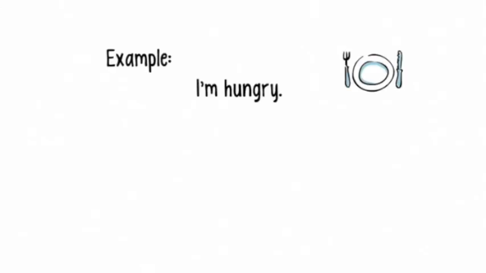Let's have a look at how the verb haben, to have, can be used in the German language. For example, I am hungry or I'm hungry. In German, we also use the verb haben and we would say, ich habe Hunger.